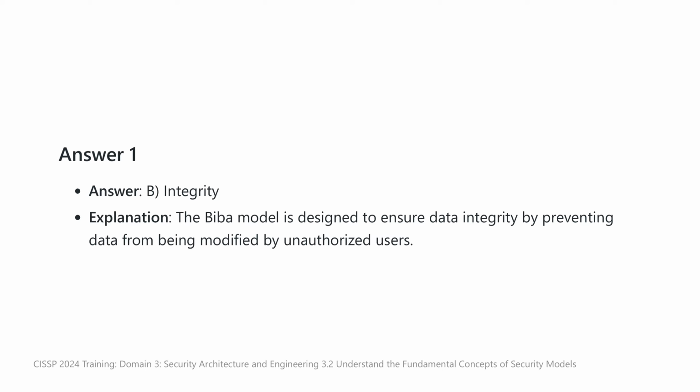Answer 1. The correct answer is B, integrity. The BIBA model focuses on maintaining data integrity by ensuring unauthorized users cannot modify data. While it contrasts with models that emphasize confidentiality, its primary purpose is to safeguard the accuracy and trustworthiness of information, thereby preventing corruption and unauthorized alterations. Understanding the BIBA model's focus on integrity is crucial for constructing a robust security architecture, as it highlights the importance of protecting data from unauthorized changes.